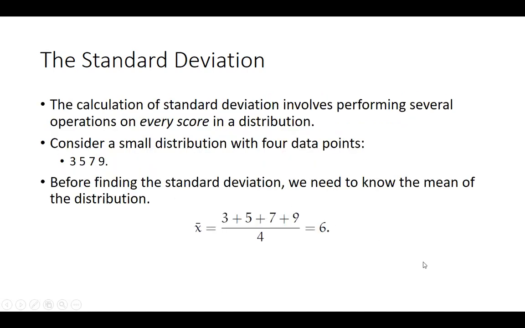The calculation of standard deviation involves performing several operations on every score in a distribution. Let's consider a small distribution with 4 data points: 3, 5, 7, 9. Before finding the standard deviation, we need to know the mean of the distribution. So we find x bar: add up our x's, 3, 5, 7, 9, divide by how many there are, 1, 2, 3, 4, and we get 6.